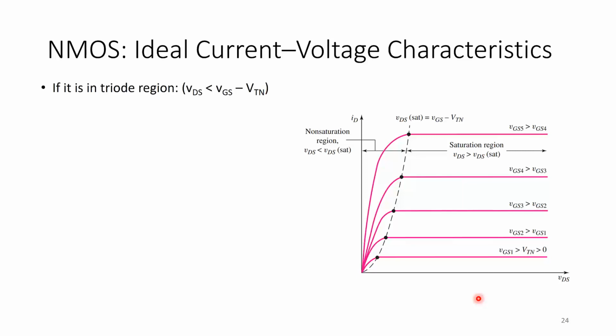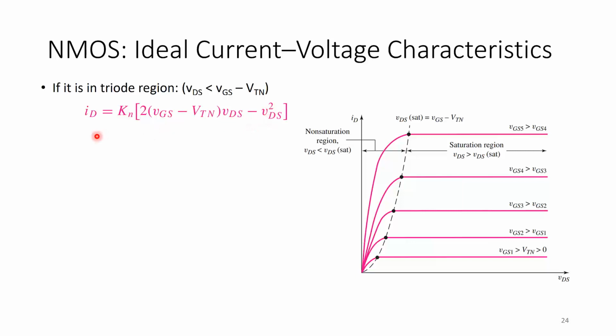If it is in triode region, where VDS is less than VDS sat, this line here is VDS equals VDS sat, which equals VGS minus VTN. These are all values. So when you look at the biasing of the MOSFET, you can decide whether it's in triode or in saturation. If it is in the triode region, the formula for ID is Kn times this big bracket here, which is 2 times (VGS minus VTN) times VDS minus VDS squared.